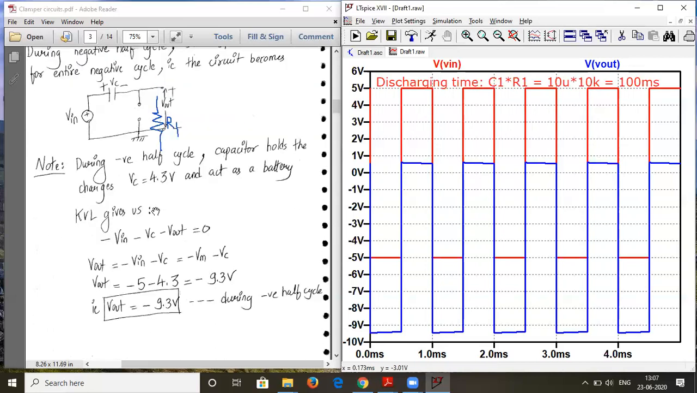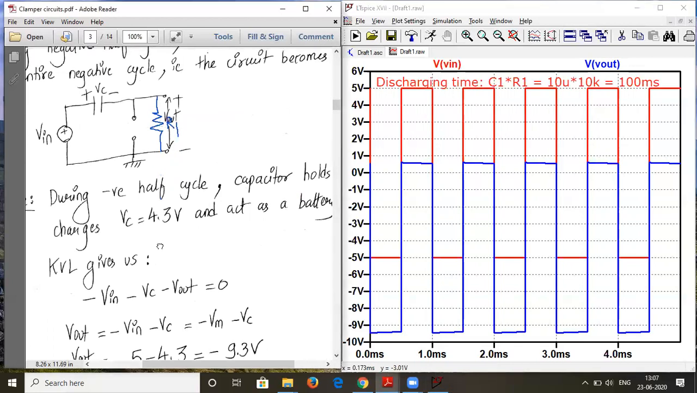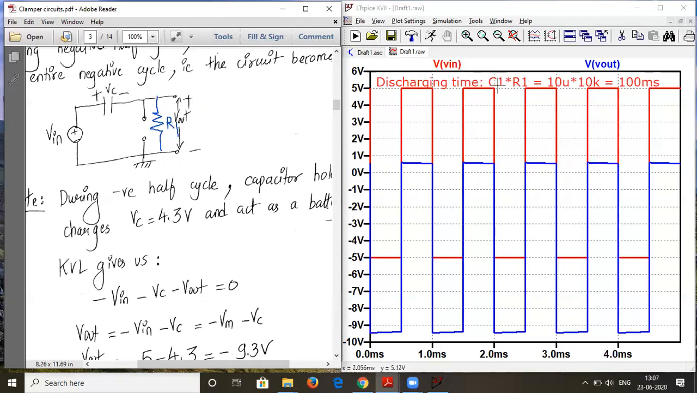Okay, let me just adjust this. Yeah, actually that annotation will keep on coming. Doesn't matter. So that's what the circuit is about.